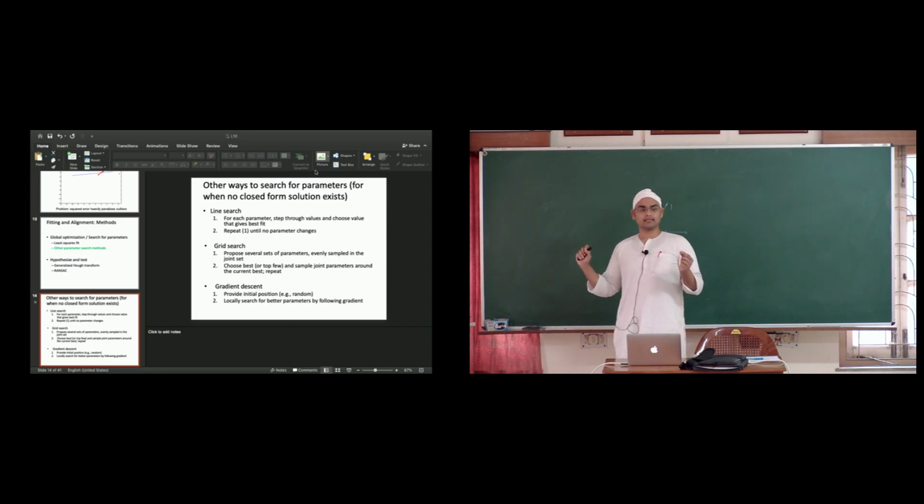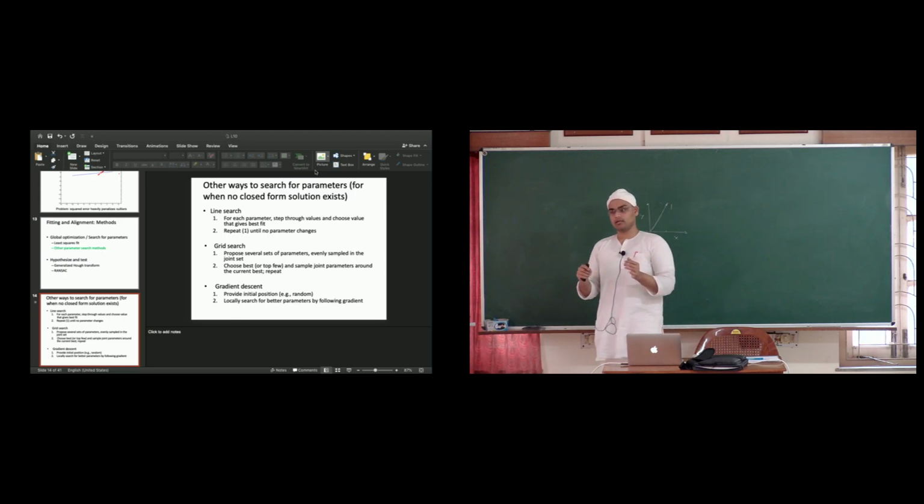Line search is like you start with one parameter and go right and left of that parameter, increase it, decrease it, keeping other parameters fixed, and whichever value gives you the best result, you fix that one. Then you pick the next parameter, again go up and down, and keep on doing it as long as you do not get a good fit. Iterative method. Grid search is: propose several sets of parameters, evenly sample in the joint set, the grid idea, and then try them. Whichever gives you the best result, you go for that.